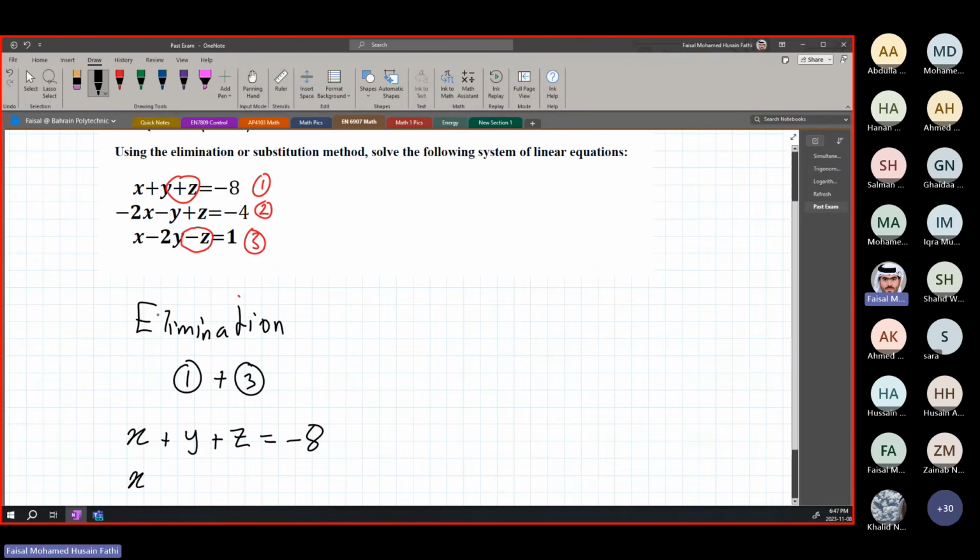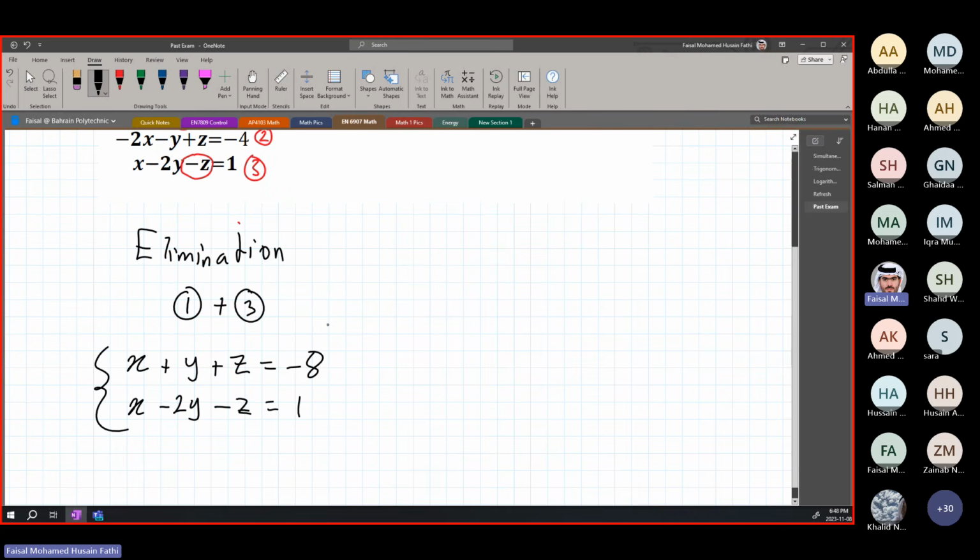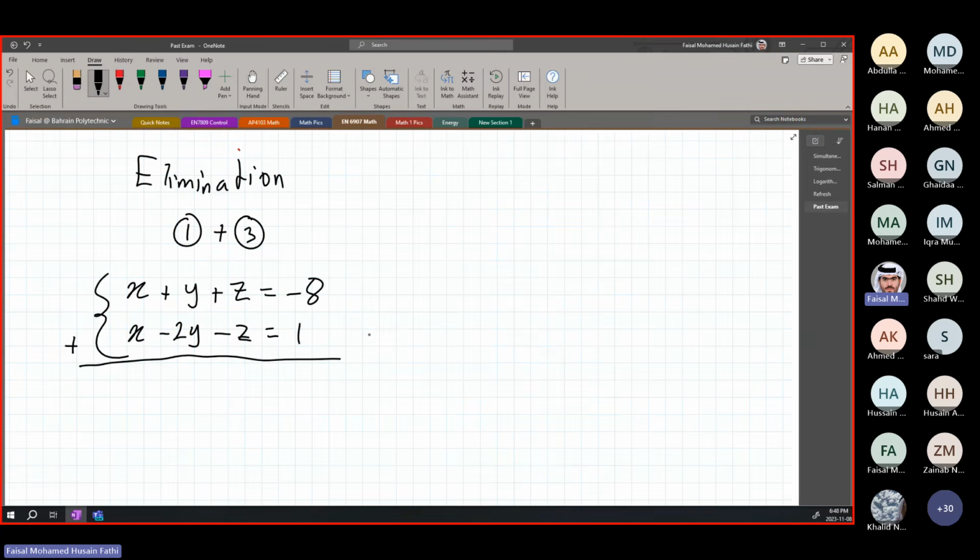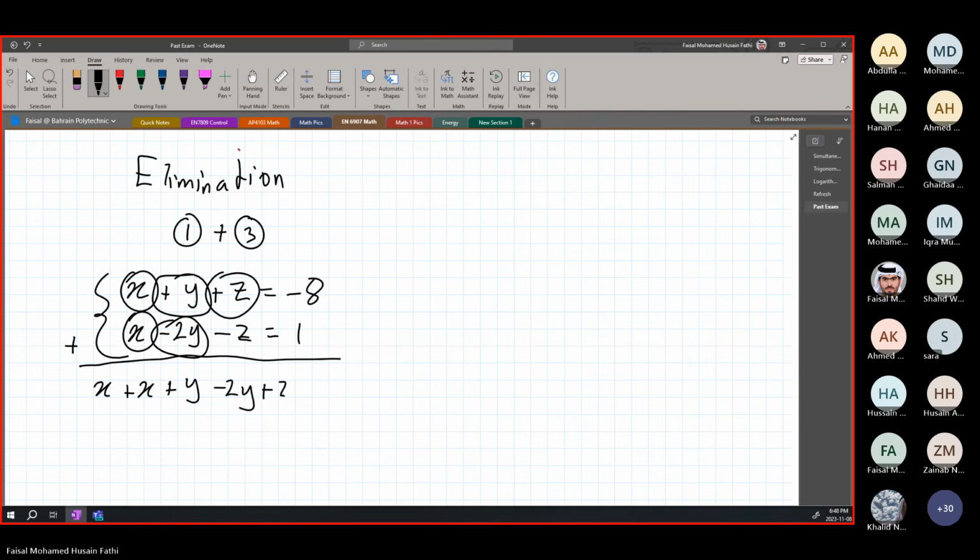For x minus 2y minus z is equal to 1. In this case, we have a system of two equations and we're going to be eliminating z directly when we just add these two equations. So adding in order: x plus x, then y minus 2y, then z minus z, is equal to minus 8 plus 1.